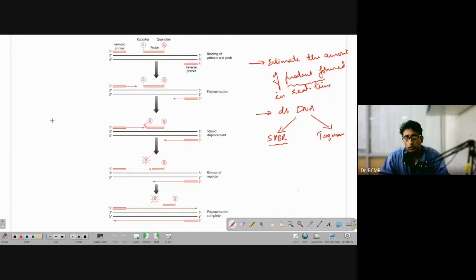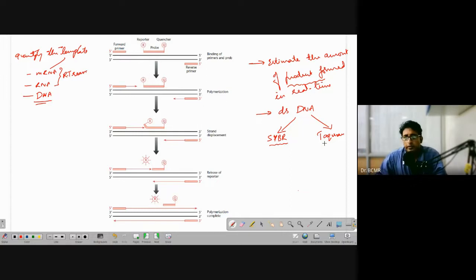It can be used for many purposes. One of the important purposes is to quantify the template. When I say template, it could be mRNA, or some other RNA molecule. If it is an RNA molecule, we would go by a reverse transcription reaction first, and then real-time PCR. You can also do it for other pathogens as well, using small DNA and so on.